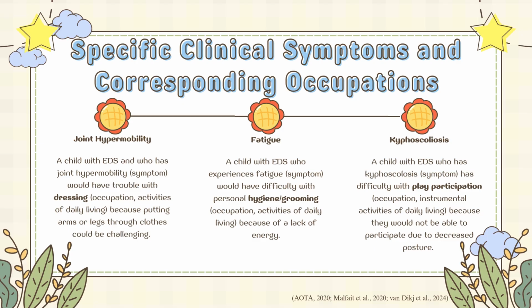Joint hypermobility, fatigue, and kyphoscoliosis are three of the main symptoms seen in EDS. A child with EDS who has joint hypermobility would have trouble with dressing because putting arms and legs through holes could be challenging. A child with EDS who has fatigue would have difficulty with personal hygiene and grooming because they would experience a lack of energy. And lastly, a child with EDS who has kyphoscoliosis would have difficulty with play participation because they would not be able to participate due to decreased posture.